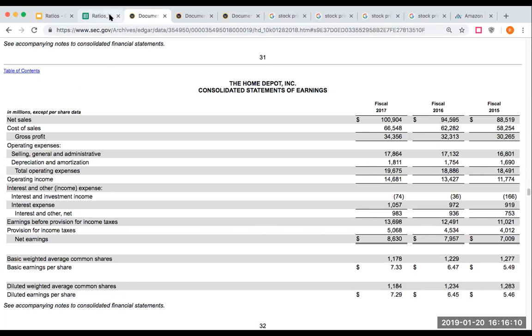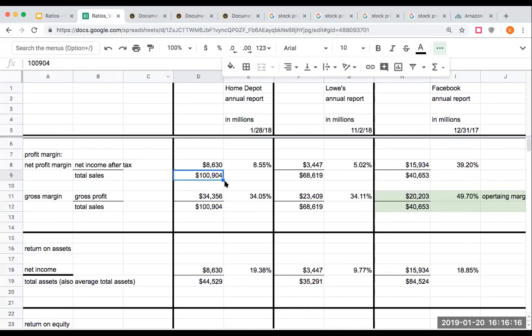they still have those same definitions. So right here, my net earnings for Home Depot was $8.6 billion, and my total sales was $100 billion. So my net profit margin, meaning for every dollar of sales, how much net income am I generating? It's about 8.5%. And then let's look here at the gross margin.